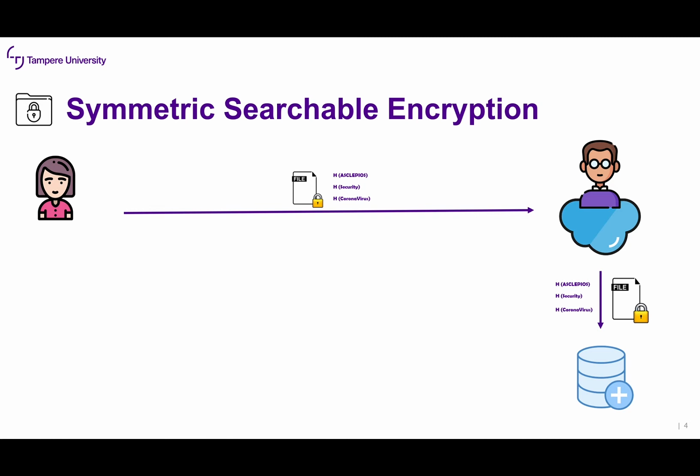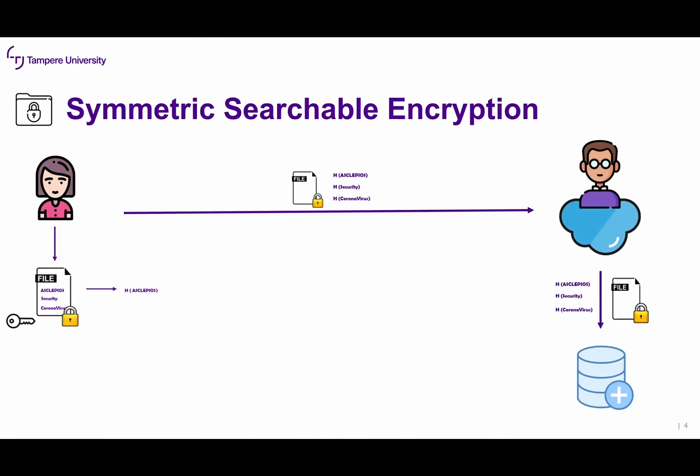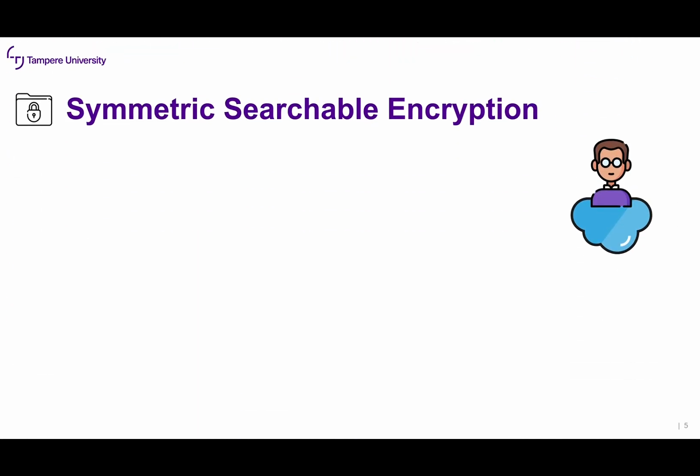Now, after this process has been finished, Alice deletes her data from her local computer, right? So she does not have this file anymore in her local computer. All of her data has been encrypted and sent to the cloud, so no plain text data stands anywhere, and Alice does not need to have any kind of replicas of her data locally. Good. So let's see now how the search works.